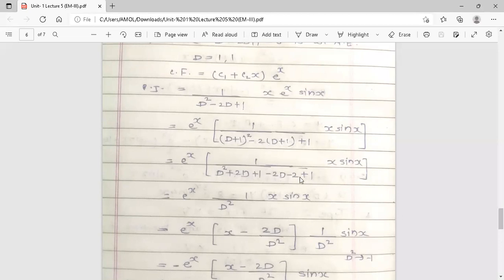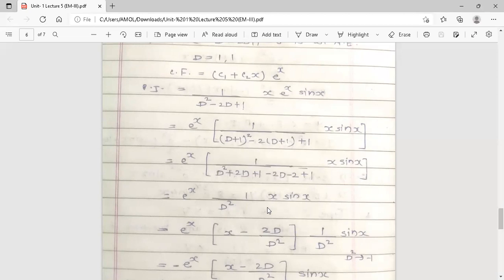Now simplify this denominator term again, so that you will get the term e raised to x as it is, into 1 upon that. 2d minus 2d get cancelled, 1 plus 1, 2 minus 2 get cancelled, and the term is only 1 upon d square. So e raised to x into 1 upon d square into the function, here x into sin x. So write here x into sin x. Now you solve for x into sin x.